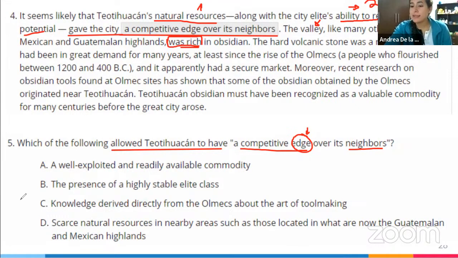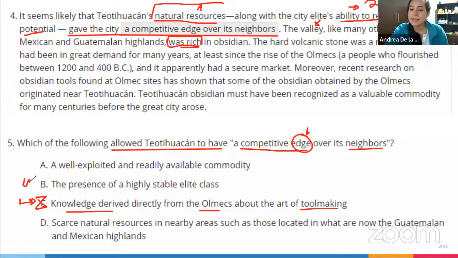Now, option C says knowledge derived directly from the Olmecs about the art of toolmaking. This is a very common, familiar option because it contains words that were mentioned, like Olmecs, toolmaking. They mentioned something about that, but is it related to the question? Probably not, right? Because the question talks about what gave the city this edge, and what gave the city this edge was their natural resources and the ability to recognize their potential, not the knowledge derived from the Olmecs. So option C is completely unrelated, completely off topic. We could definitely eliminate that option.